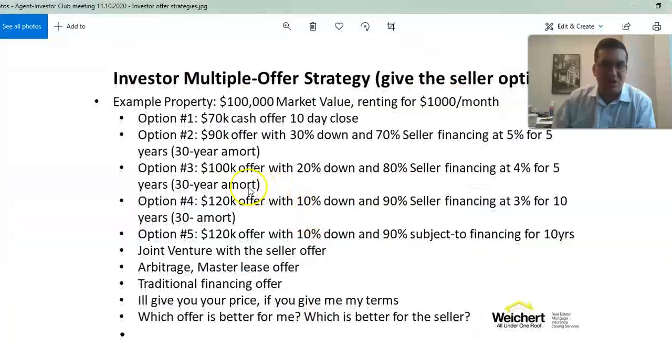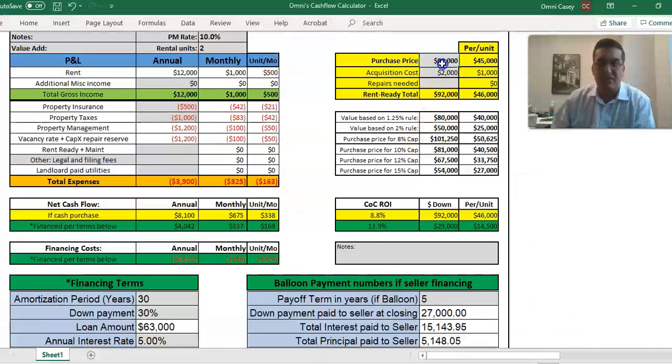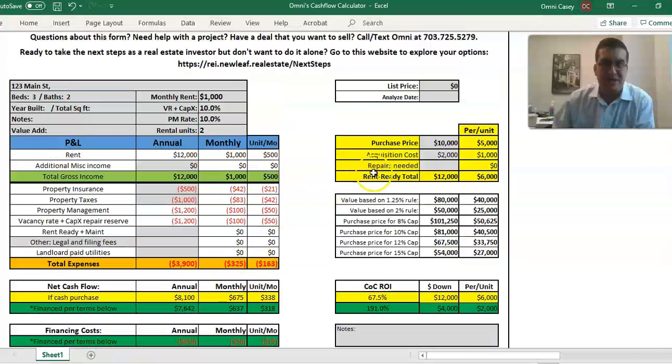Let's go to the next one real quick. Option number 3, 20% down, 4% 30-year amortization. Let's take a look to see what that looks like. So now we are at, what was the offer price? $100,000. $100,000 offer price. But we're taking it down to 20%, less cash out of pocket percentage-wise, taking it down to 4%. All right, let's take a look at that. So seller gets their $100,000. Seller gets the market value of their home.